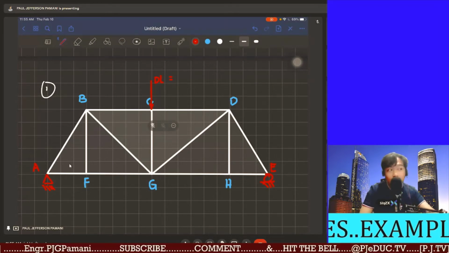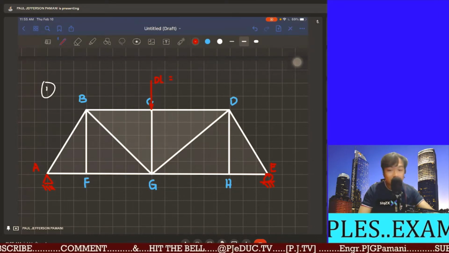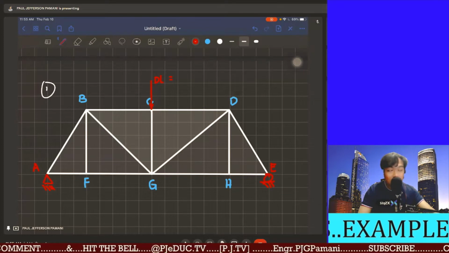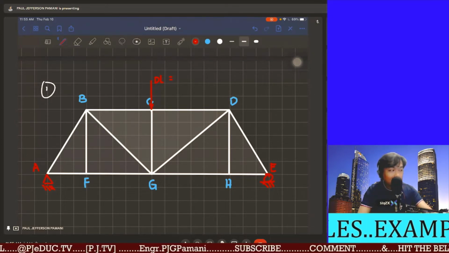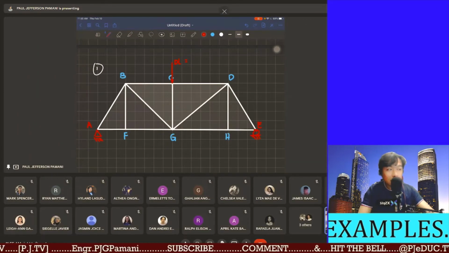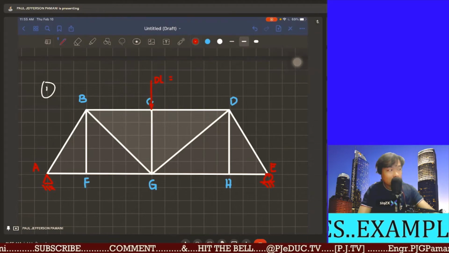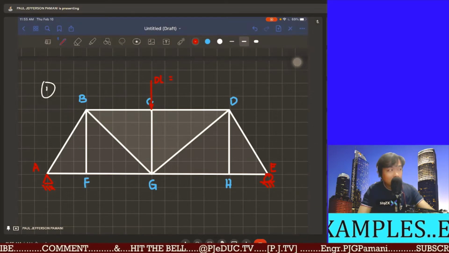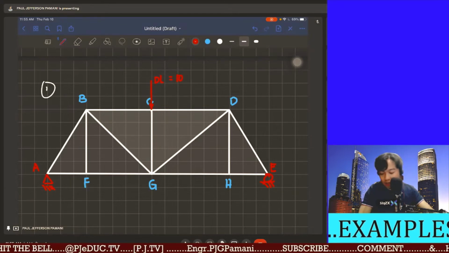Dalian nyo, maubusan tayo ng oras. Anong value? Type nyo na lang kung ayaw nyo magsalita. Ten daw, sir. Sure? 10. Oh, let's just say that is 10 kilonewton.